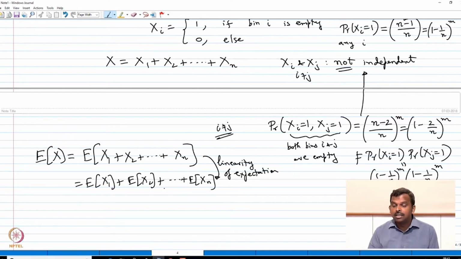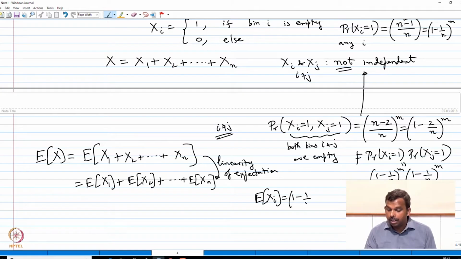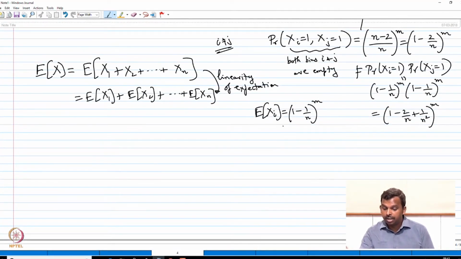So once you knew this, you're done. Why is that? Because I know the probability of xi is 1. So what is the expected value of xi? It's easy to calculate. It's going to be 1 minus 1 by n power m. Okay, so why is that true? Why is the expected value this?